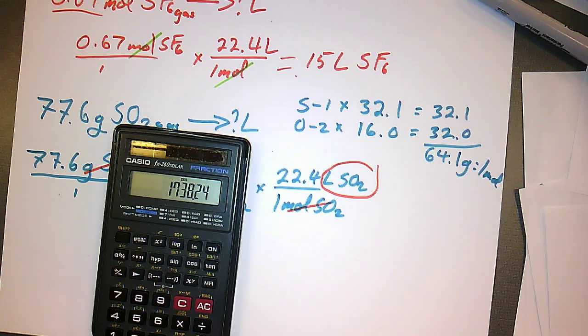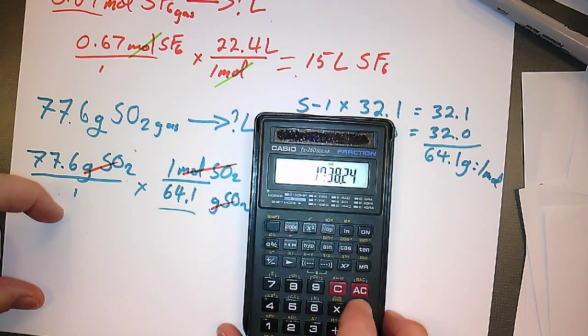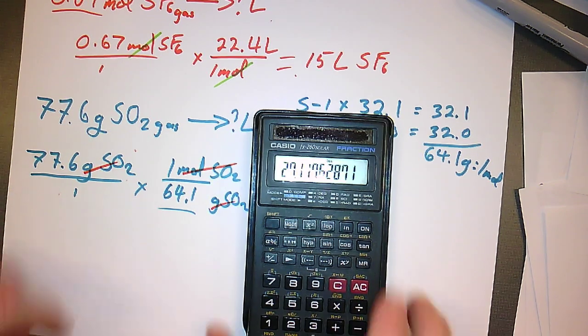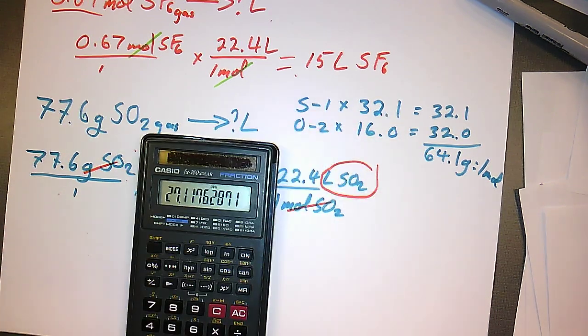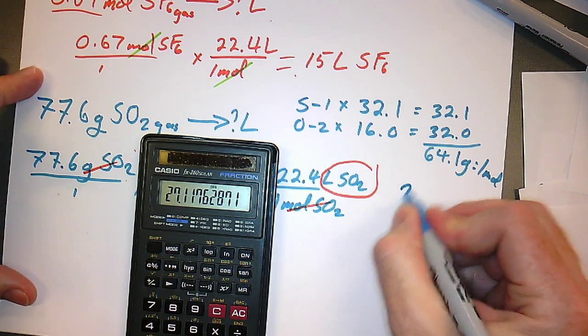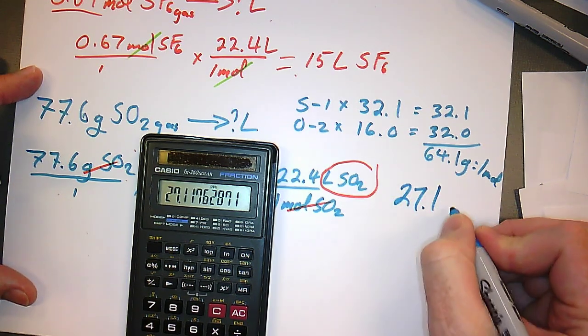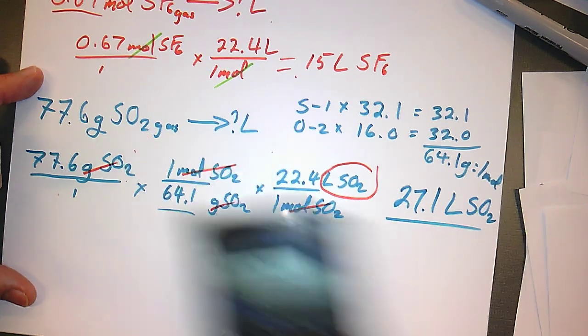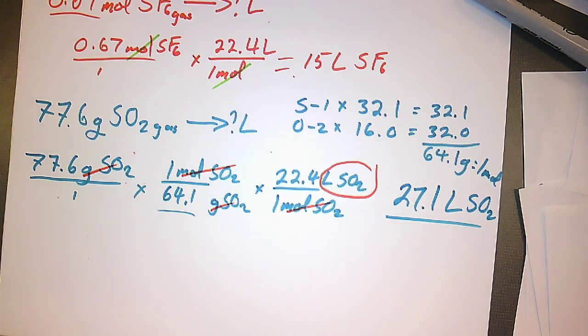And I get 1738.2. And then we divide by 64.1. And we get a value of 27.1 liters SO2. Questions? You guys, does that make sense? Do you guys see how to do it?